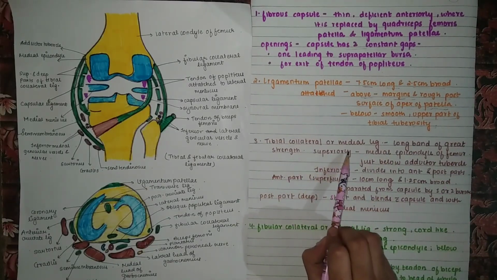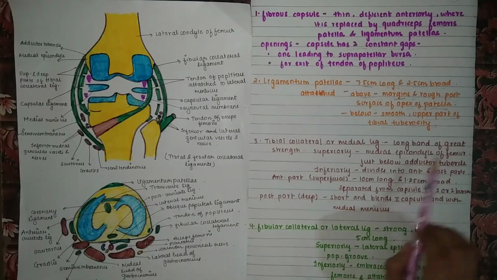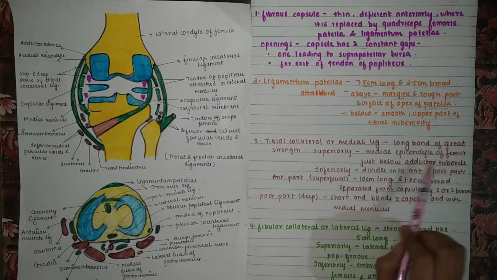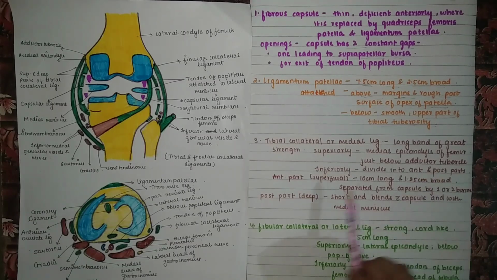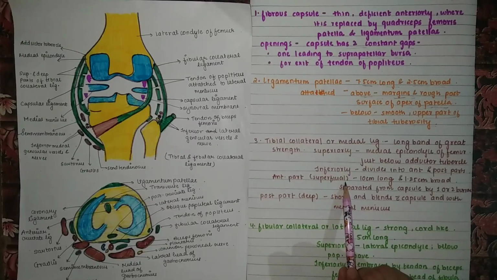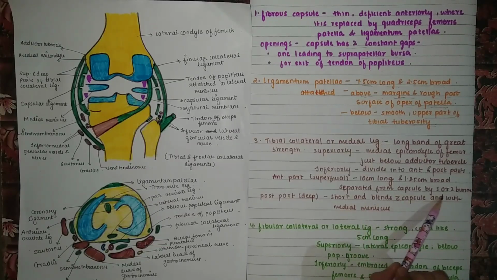Tibial collateral or medial ligament: a long band of great strength. Superiorly, it is attached to the medial epicondyle of femur, just below the adductor tubercle. Inferiorly, it is divided into anterior and posterior parts. The anterior part is the superficial part, which is 10 cm long and 1.25 cm broad, separated from the capsule by one or two bursae, and the posterior part is deep, short, and blends with the capsule and medial meniscus.